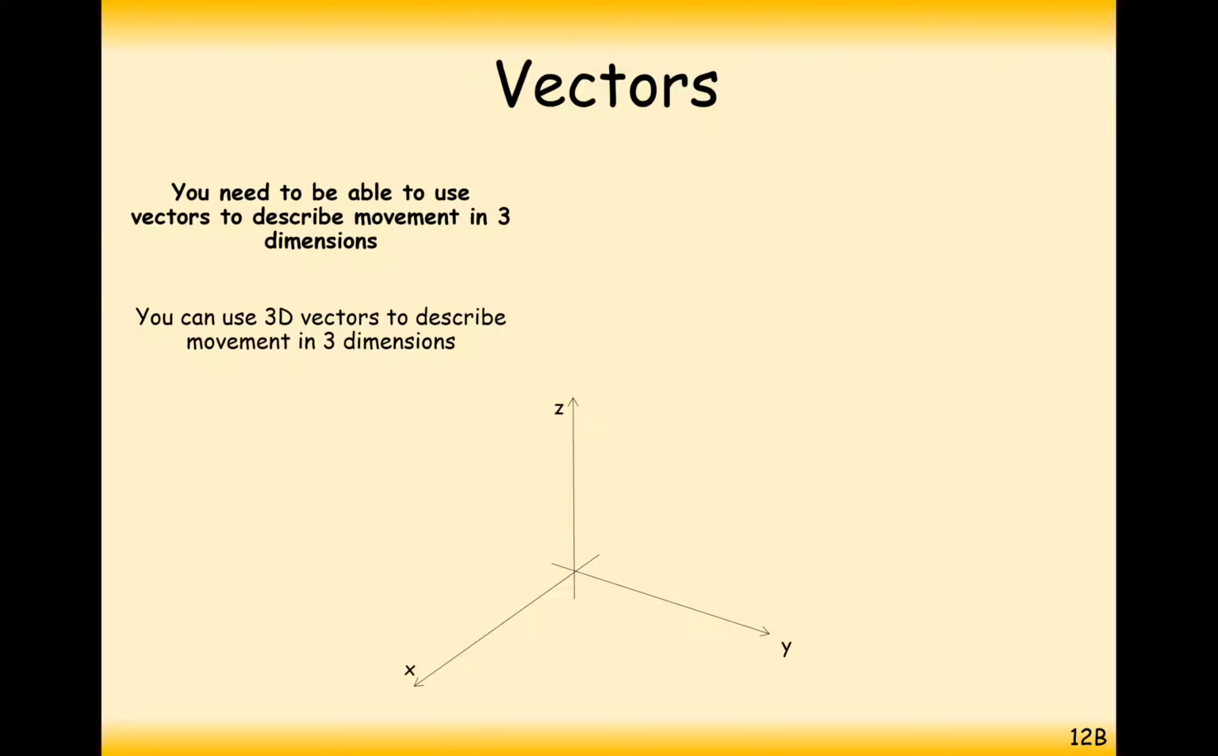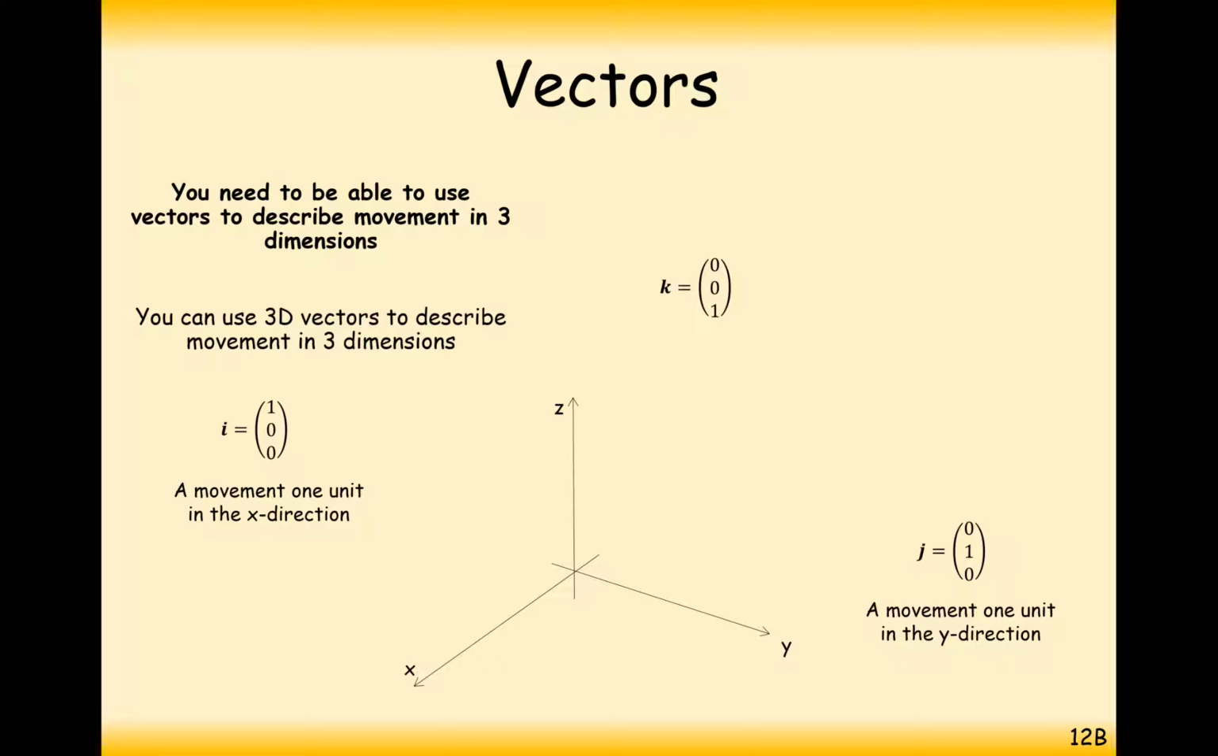So, a vector in three dimensions will follow the rough pattern of i's, j's and k's this time. In 2 dimensions we were just using i's and j's, but in 3 dimensions we're using i's, j's and k's. An i represents a movement of 1 in the x direction, j represents a movement of 1 in the y direction, and k represents a movement of 1 in the z direction. And then you can combine these and multiply these up as you wish.